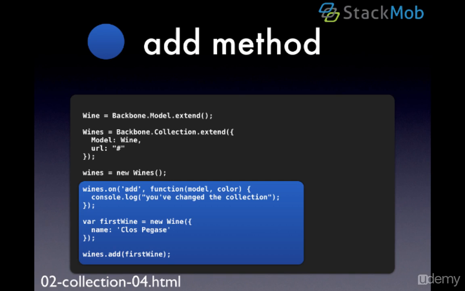For the first wine, we're going to add Clos Pegase, so we'll create an instance called first wine, and then we'll do wines.add and pass in that new model. You can pass in the string literal for your model, or you can declare your model object and then pass in just that variable called first wine. Either one works.